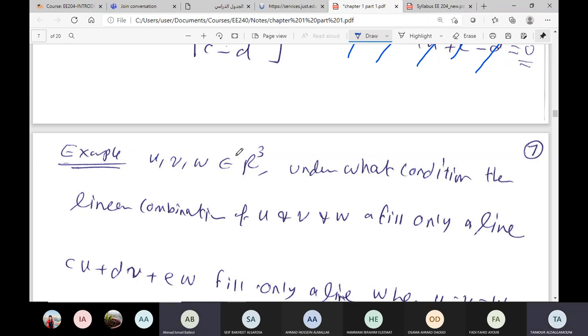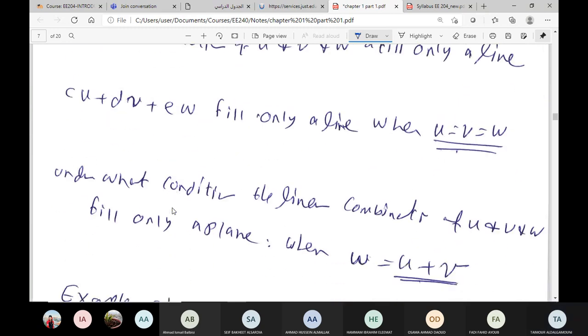We said that they will fill only a line if the three of them are in the same direction, or if V is a multiple of U and W is a multiple of U, right? So the condition: they fill only a line when U is equal to V is equal to W. Not only this, if U is equal to some constant times V, which is equal to some other constant times W, then their linear combination will fill a line.